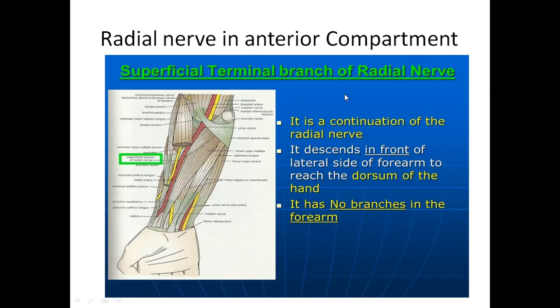The radial nerve is a superficial nerve, and it does not give any muscular or motor supply in the anterior compartment of the forearm. It has only a superficial branch, and that superficial branch runs along with the radial artery under the surface of the brachioradialis, and then it curves down to supply the lateral cutaneous area of the forearm.